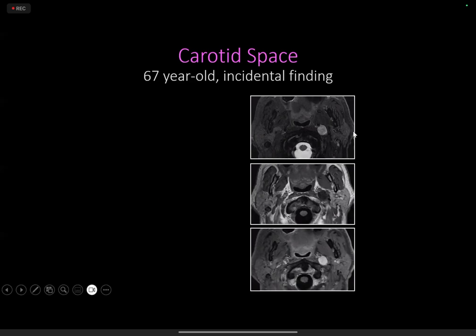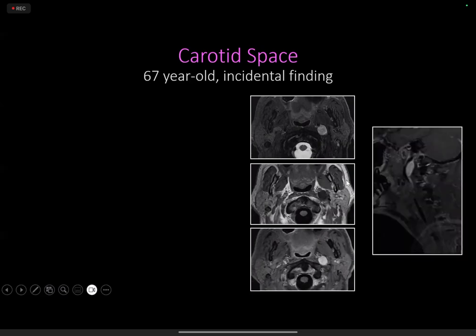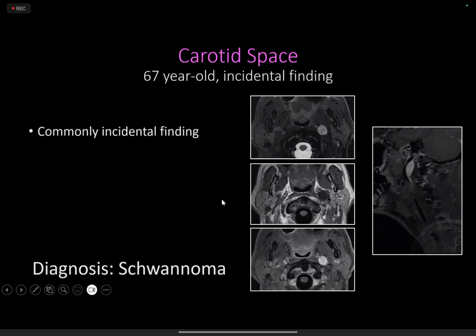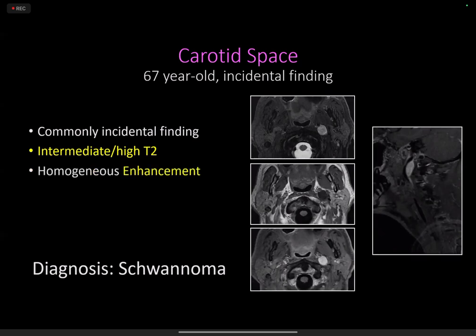Here's a 67-year-old with an incidental finding within the left carotid space. We can see this high T2 signal lesion within the left carotid space. It's low on T1, and clearly this lesion enhances. That parasagittal image really is a clue to our diagnosis. We can see that this is very oblong in appearance and tracks along the expected course of that vagus nerve, and this turned out to be a schwannoma. So commonly, schwannomas are an incidental finding within the head and neck, typically intermediate to high in T2 signal, with homogeneous enhancement, and you may see cystic changes if they're large.